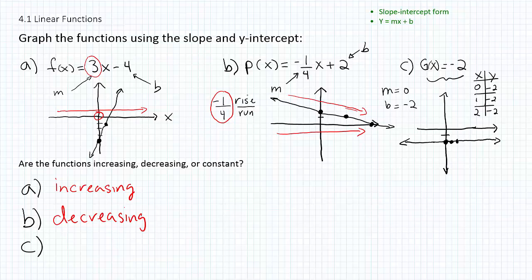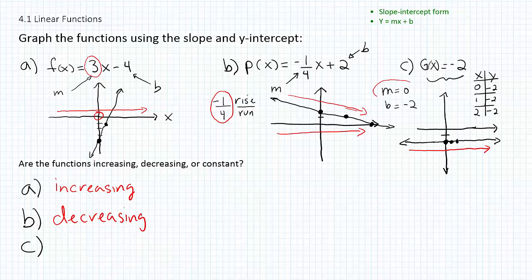All right, the last graph to look at, of course, is C. When you look at C, it's neither decreasing nor increasing, right? As you move left to right on this graph, you're walking on a flat surface, right? It's a horizontal line. So basically, if you're walking along the line from left to right, you wouldn't notice any change in elevation, right? In other words, the y-coordinate is always the same. It's not going up, it's not going down, it's always -2.